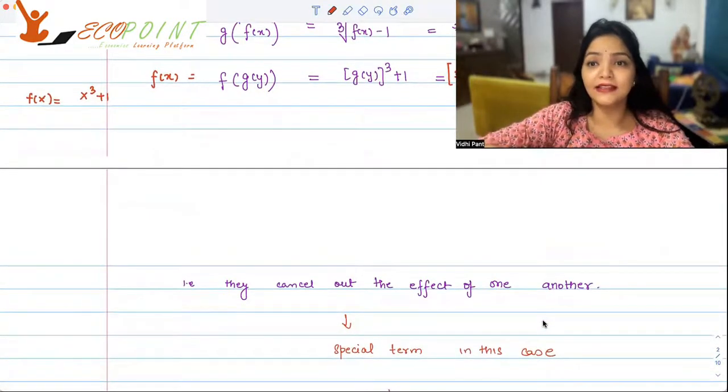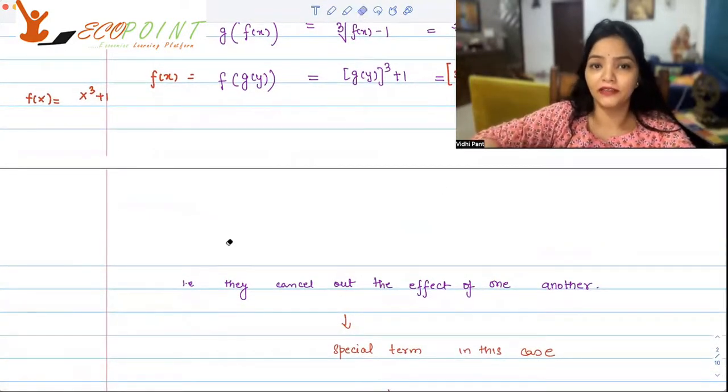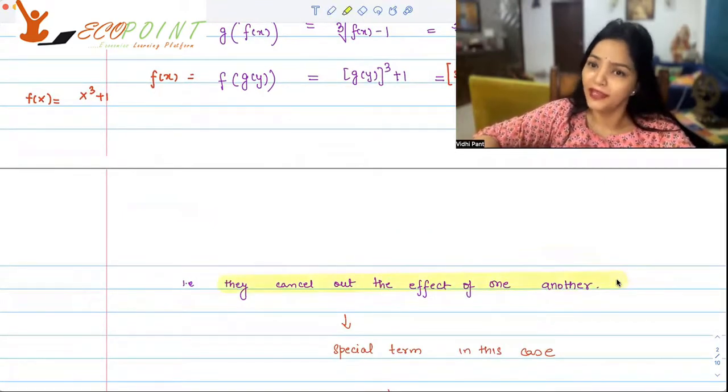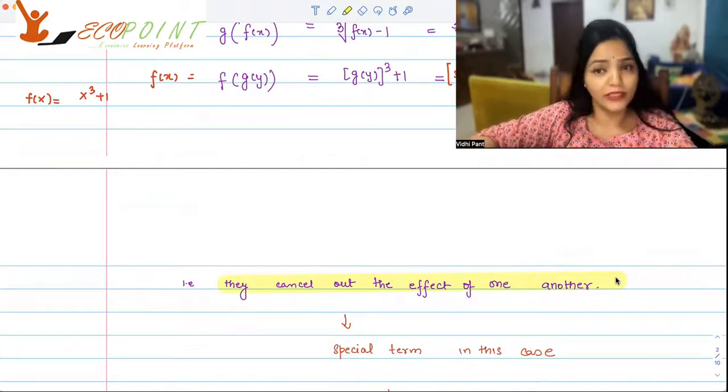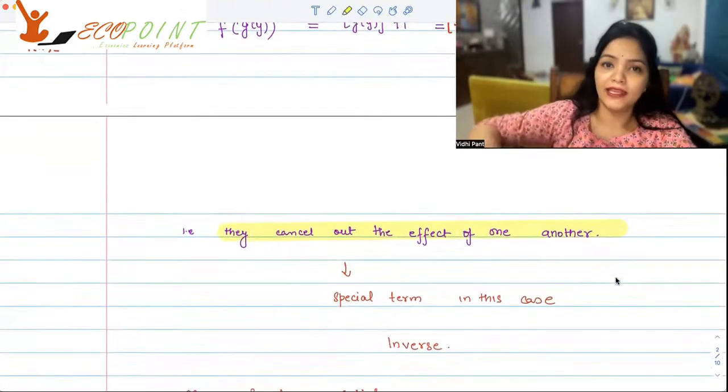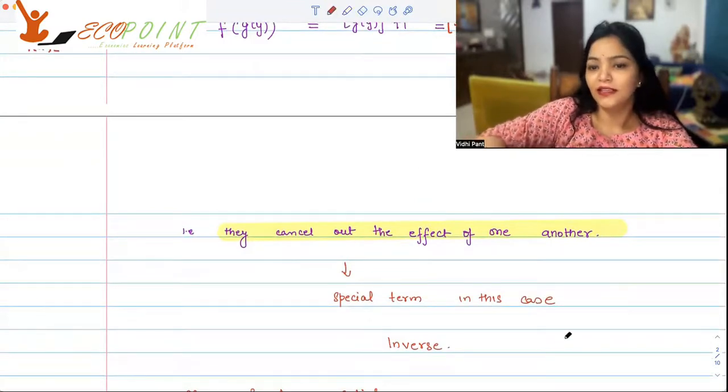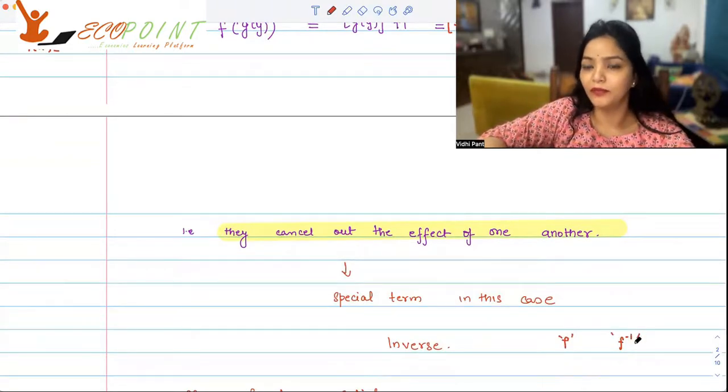They cancel the effect of one another, in other words. And when this is happening, you have a special term, which is inverse. If f is the function, we write its inverse like this: f inverse, f with a superscript minus 1 for inverse.